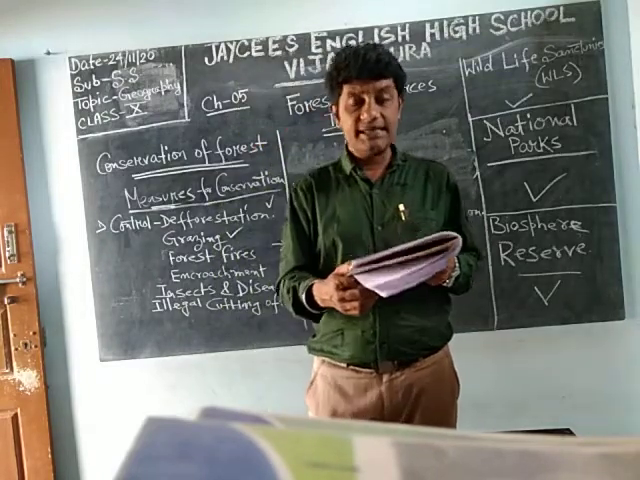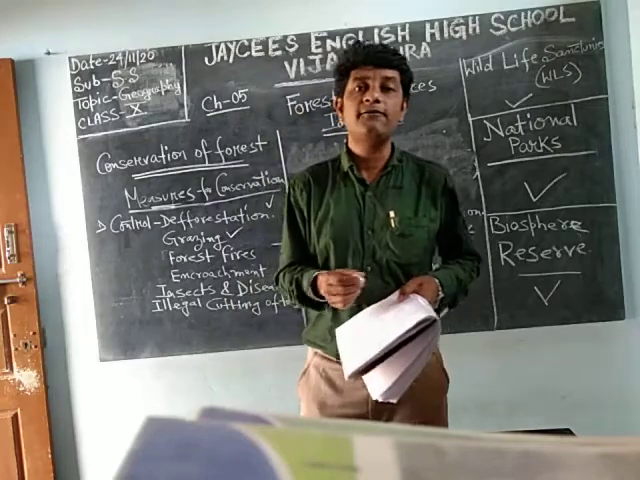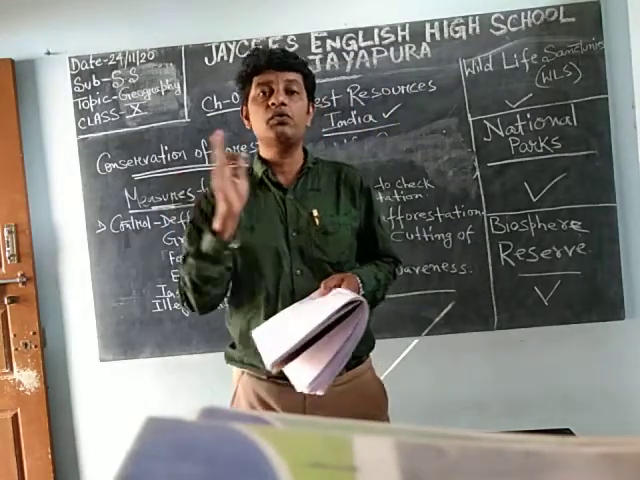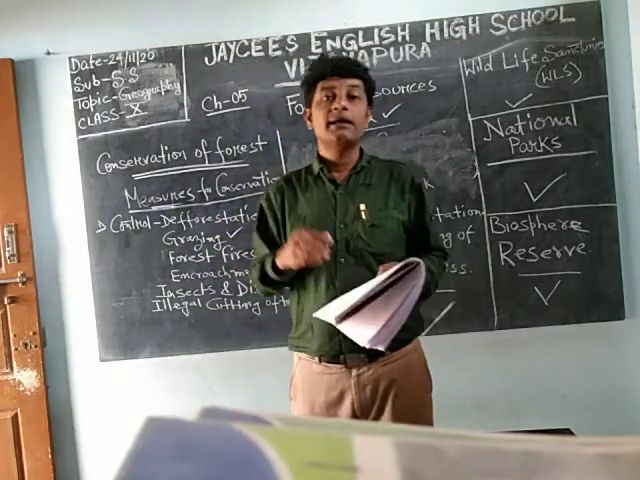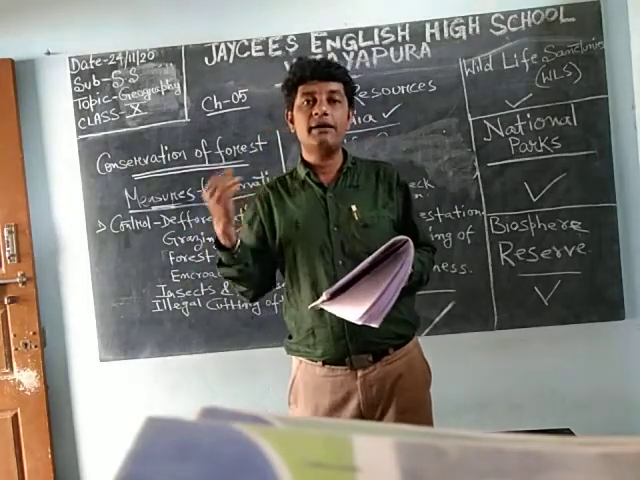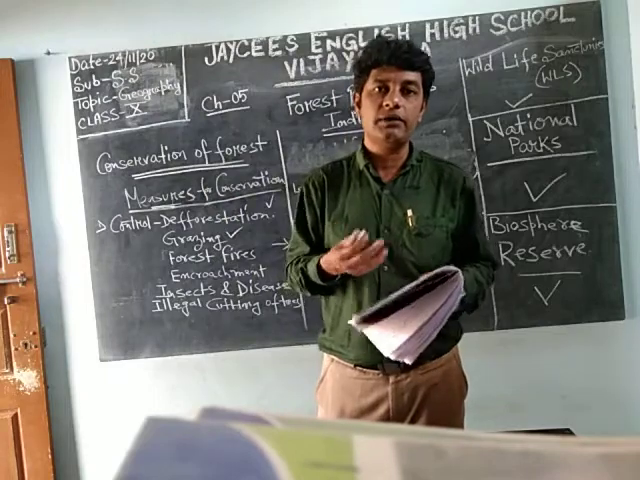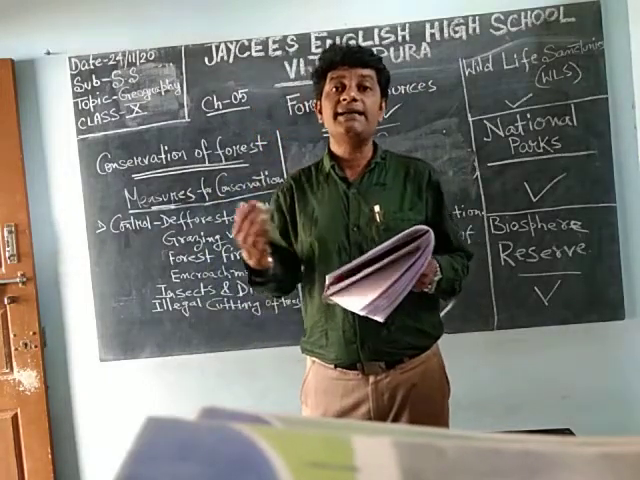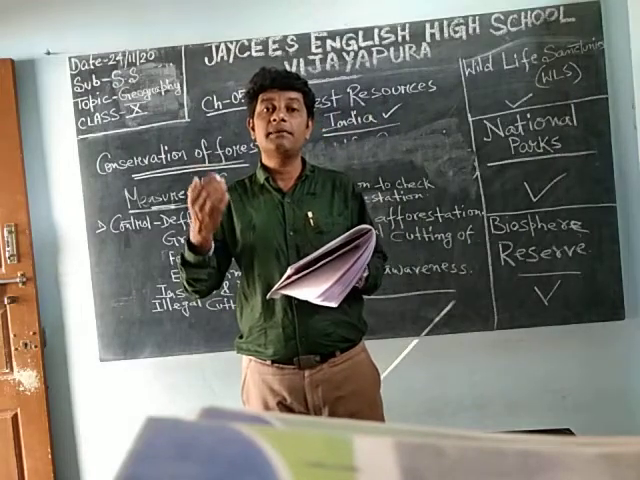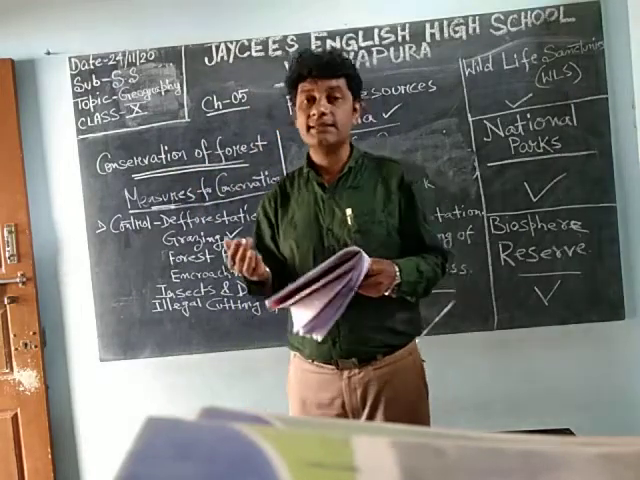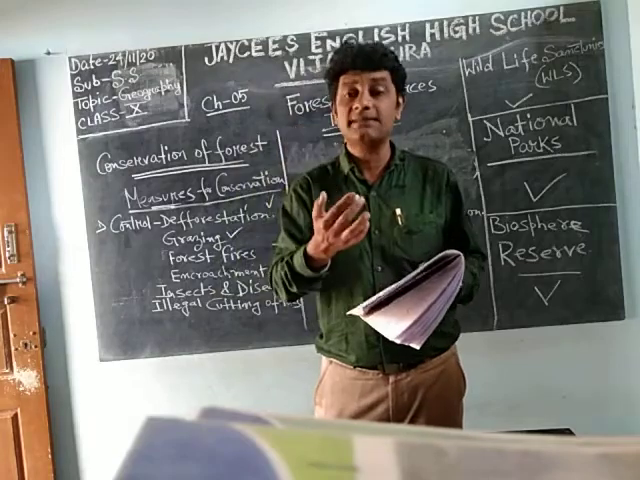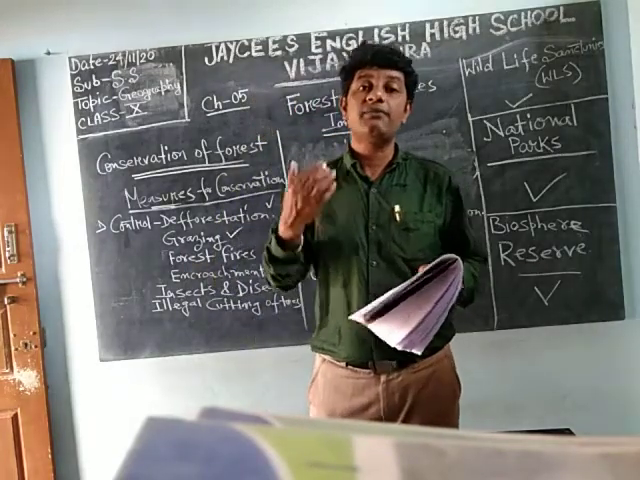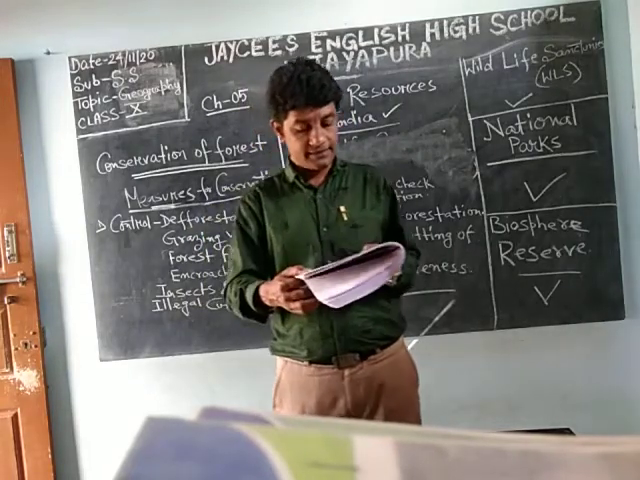Control of forest insects and diseases. We have the forest department. Their main work is to look after the forest, so that nobody comes and cuts the trees. That department takes care of the insects and diseases. Like us, plants also have diseases, and there are insects which cause destruction to the trees.